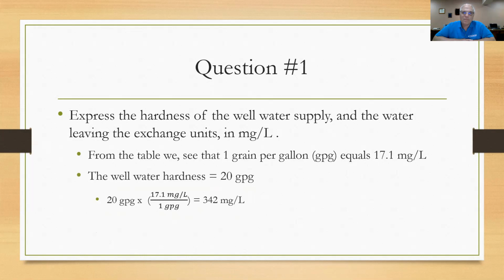Now, the second part of that question is, what is the water hardness leaving the exchange units in milligrams per liter? Well, leaving the exchange units, it better be 0, otherwise you got a problem. That's a trick question. It always ends up on the exams. Don't get fooled by it when they ask you that. The water leaving the exchanger is 0 hardness. All right, let's move on to question number 2.